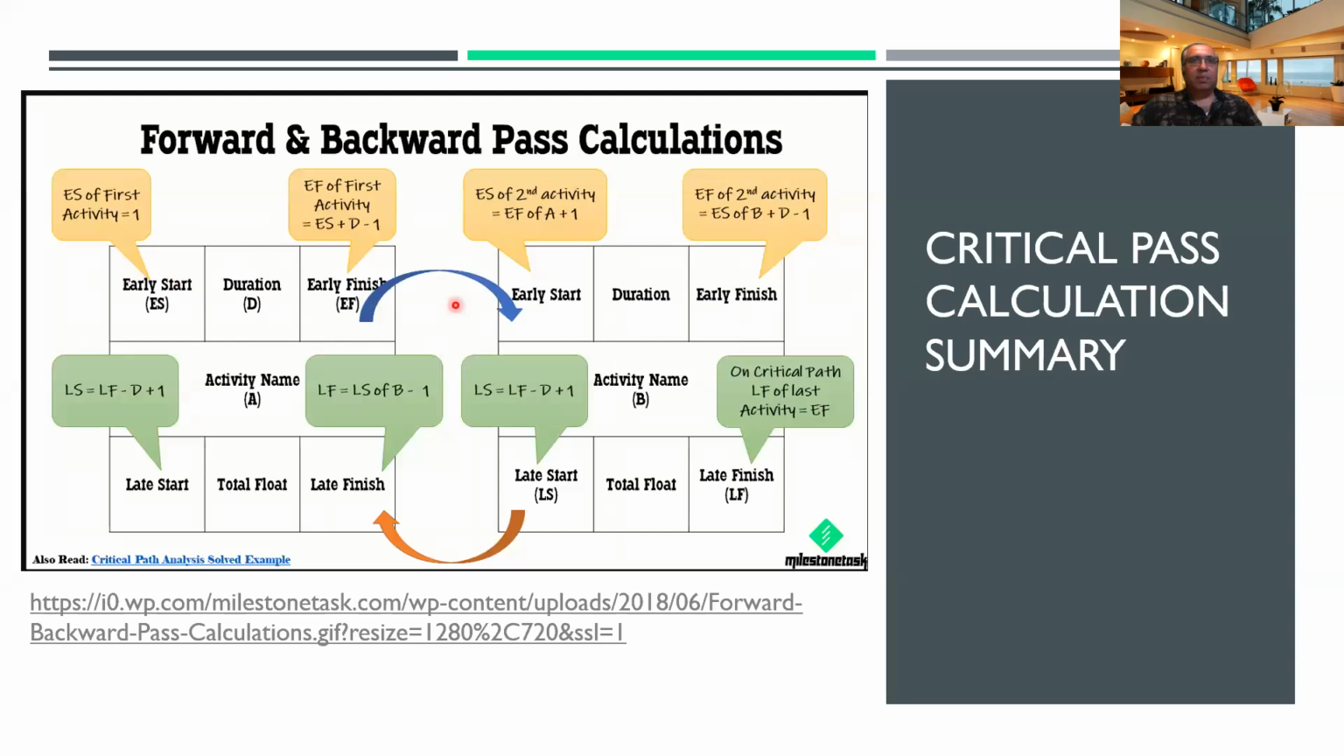Any question about the forward pass? No, sir. Clear? Okay, so we're going to do an activity. I will give you some practice on it also, after the break. But let's first understand the backward pass, and then we'll take the break. Then we will do the activity for the critical path also. Okay, so let's do that.